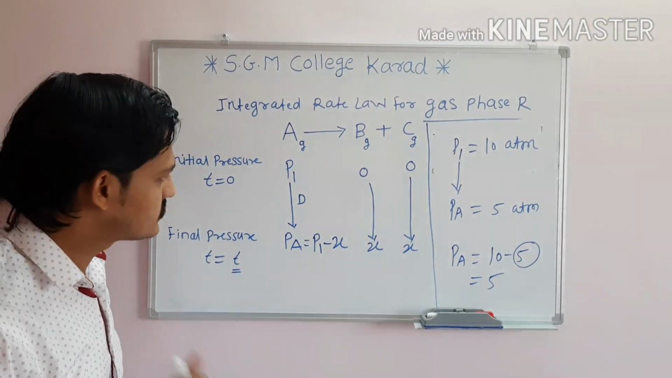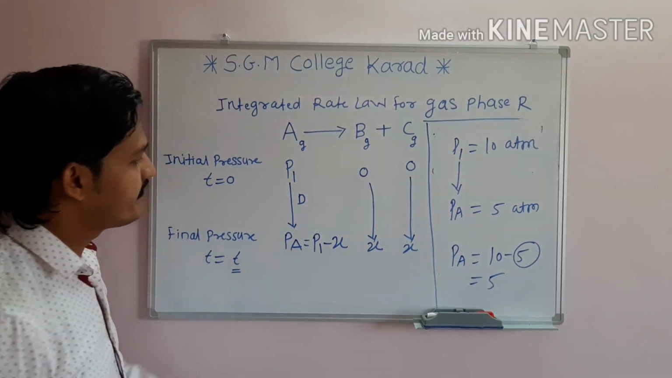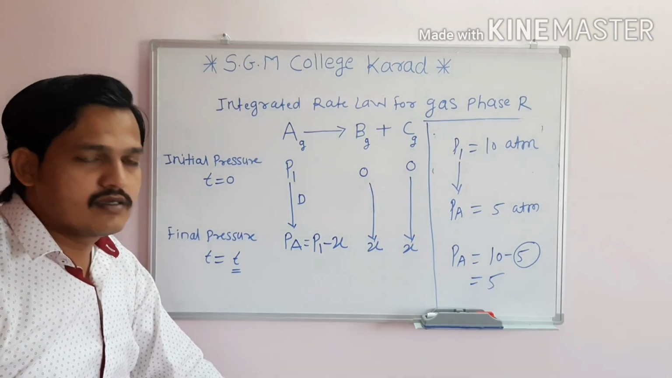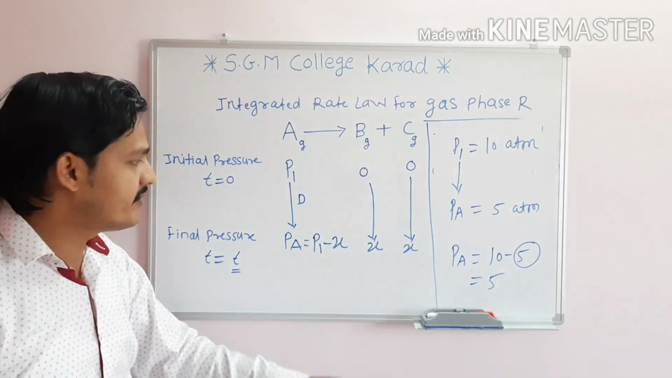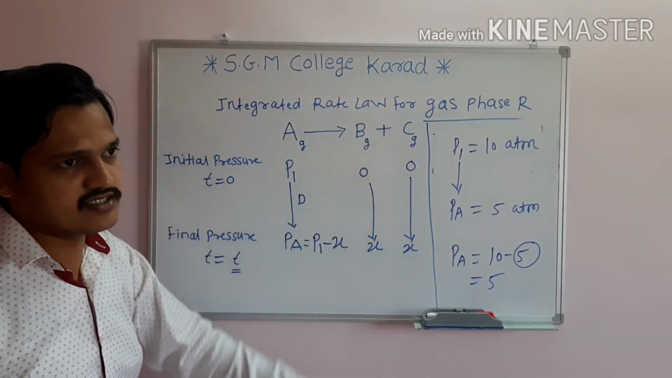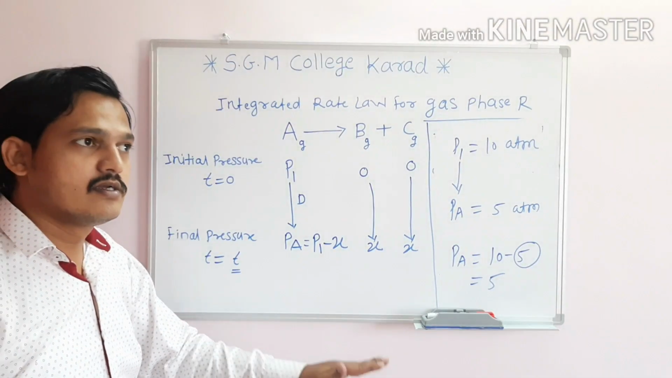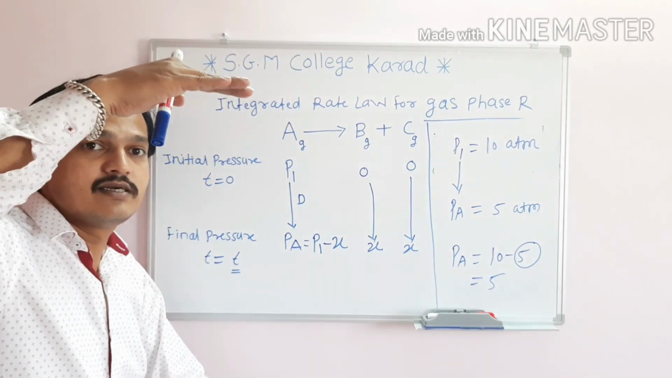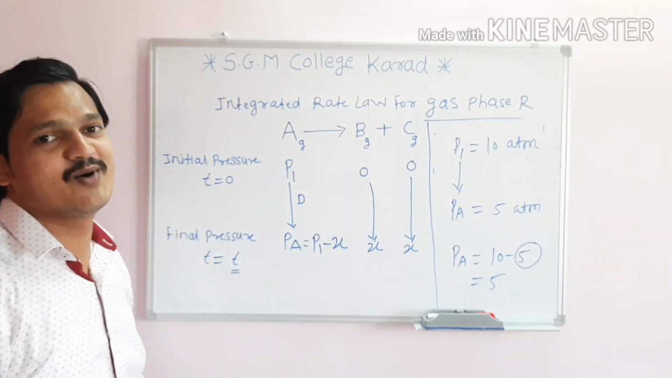Okay, so X means the pressure decreases by 5 atm. So the pressure of reactant decreases by 5 atm, then the pressure of product increases by 5 atm only.